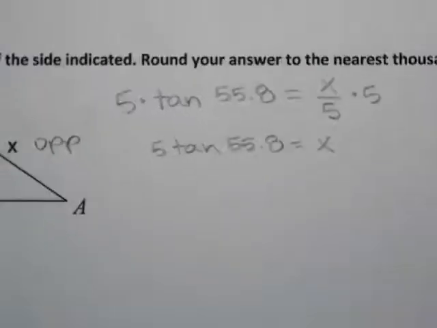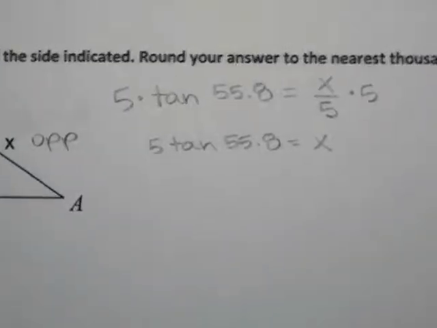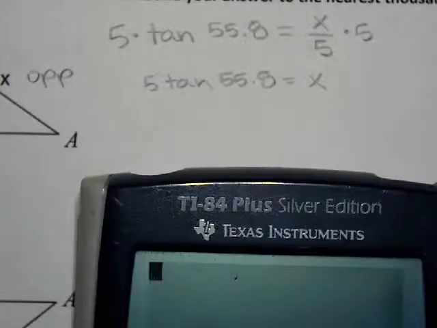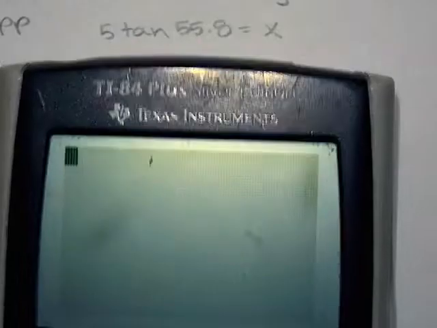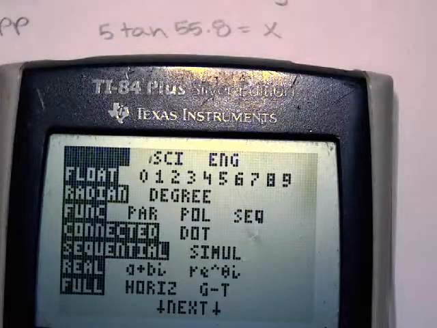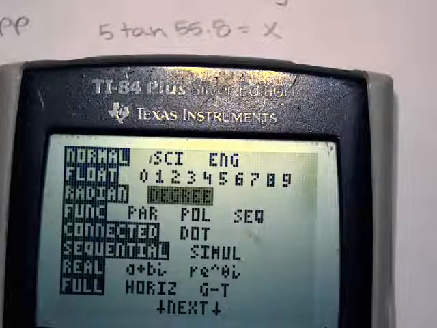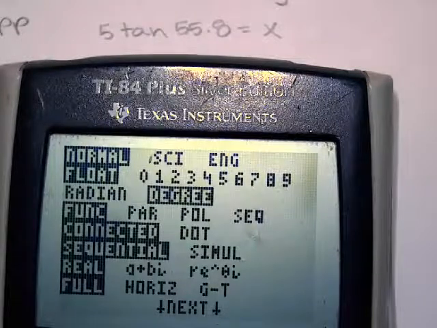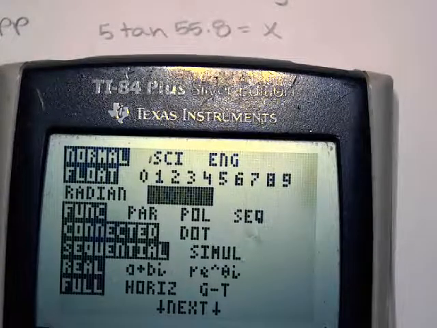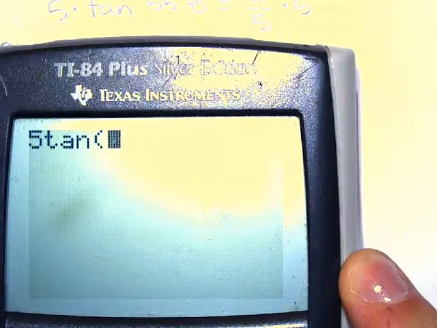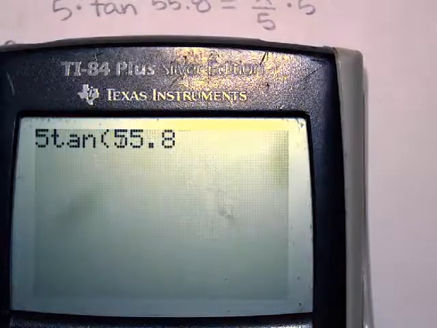So there's a tan button in your calculator. So we're going to do 5 times tan 55.8. Now you're going to hit the mode button and just make sure that you're still in degrees. If you've cleared your calculator, then remember it switches to radians. I'm going to make sure I'm in degrees because triangles are in degrees. Then I'm going to hit 5 and then hit that tan button. Your calculator doesn't really care if you close the parenthesis around 55.8 or not. If you don't close it, your calculator will just assume that you meant to close it.